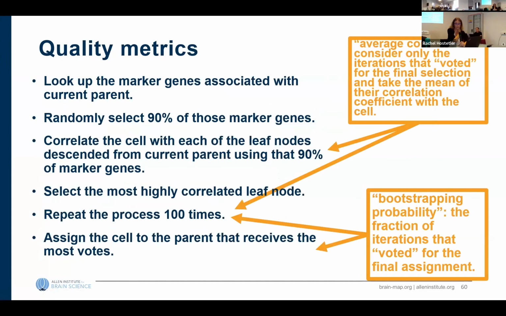Other quality metrics: how exactly does this mapping algorithm work? At each point, it looks at the marker genes associated with a certain cell type at a certain node in the taxonomy. Then it randomly selects 90% of those genes, and it maps 100 times. Depending on that, we'll move down to the next node. And then it keeps repeating this, and that's where you get that probability in your confidence level.